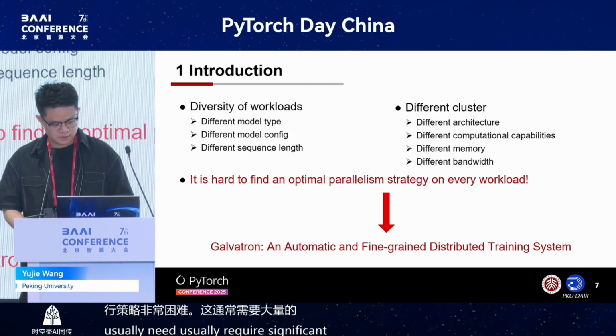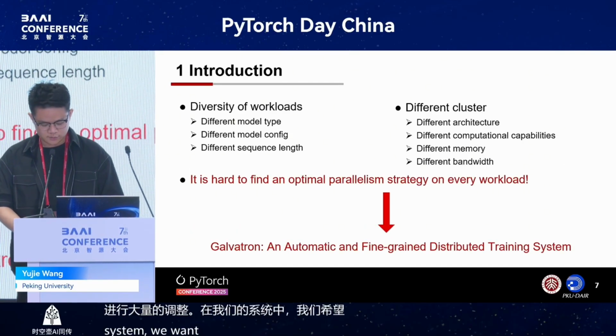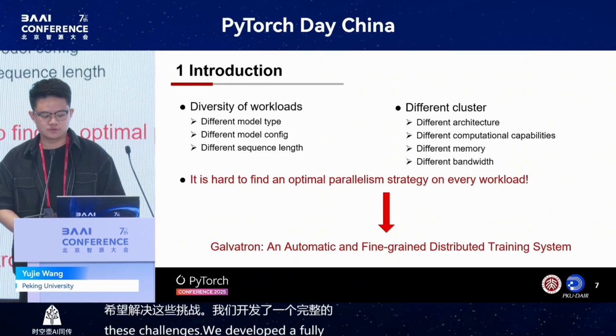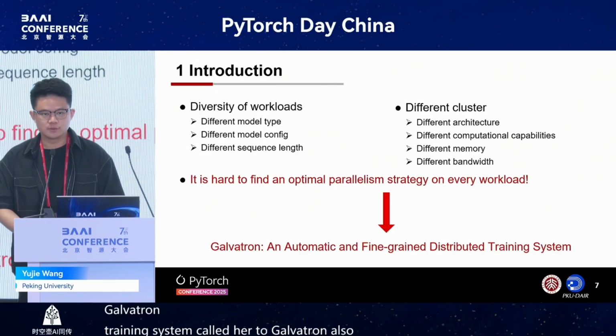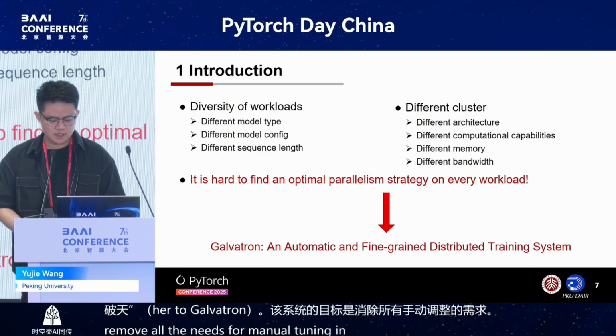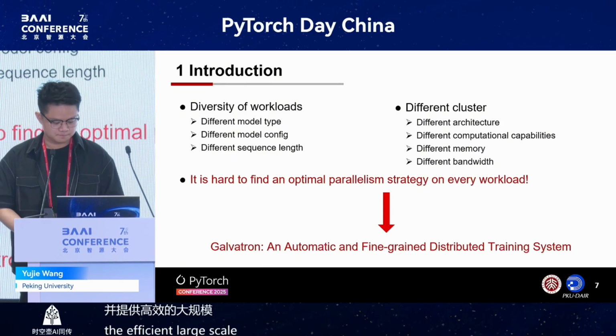So in our system, we want to address these challenges. We developed a fully automatic and fine-grained distributed training system called Hetu Galvatron. The target of this system is to remove all the need for manual tuning in parallelism optimization and deliver efficient large-scale training out of the box.